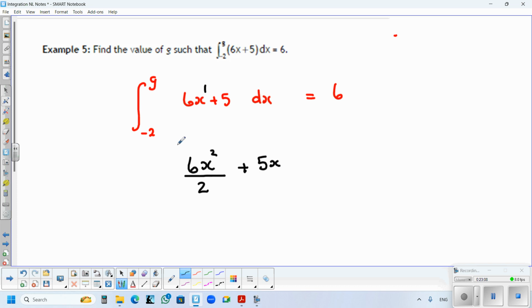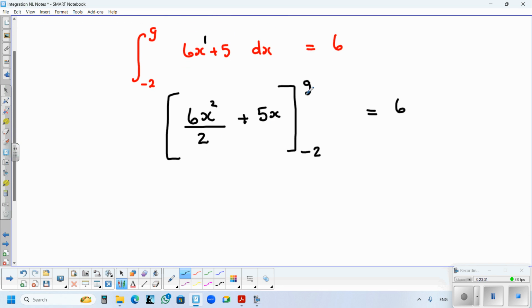Now, you don't put in a plus c when you've got a definite integral, and I should have said that earlier, because at the end you've got one bracket, take away the other bracket, and the c's would just cancel each other out, so you don't need it. So our limits are -2 and this thing g, which I'm going to have to work out, but I know the answer to it is 6. So what did we do when we had limits?